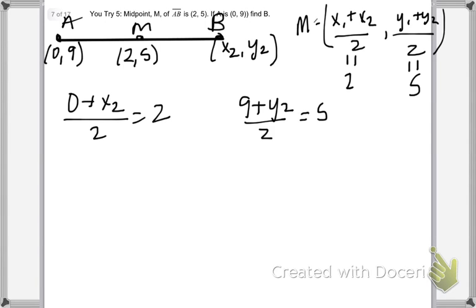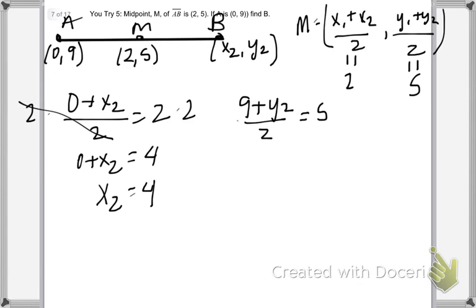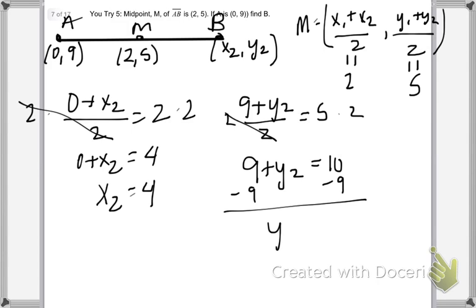So now we're back to just simply solving like before. First thing I need to do is get rid of that divide by 2. So I do that by multiplying. I get 0 plus x2 is equal to 4, which just tells us that x2 is equal to 4. Solve for y, same thing, multiply by 2. And I get 9 plus y2 is equal to 10. Subtract 9, and I get y2 is equal to 1.